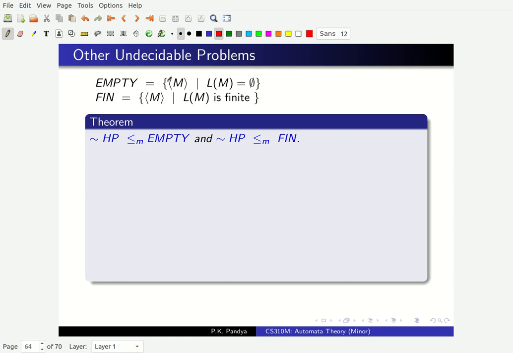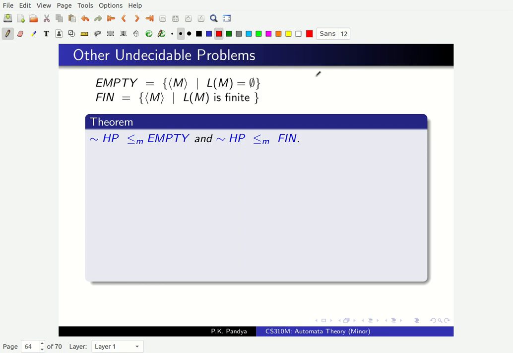I collect all such Turing machines, right? And I get a language called empty. So empty is a collection of Turing machines. Just as HP was a collection of Turing machine and input pairs, I have here a collection of Turing machines. Fin is another collection of Turing machines whose languages are finite. That is, they accept only finitely many strings, right? So here I have 2. And if you look at Cozen, he gives a list of some 10 different collections of Turing machines. And the question is, what kind of languages do these form?